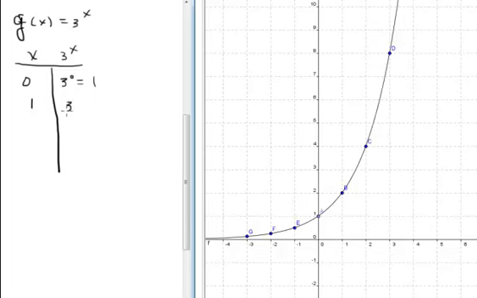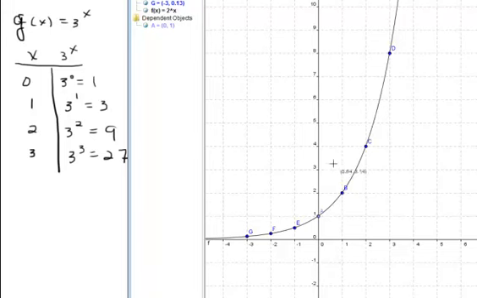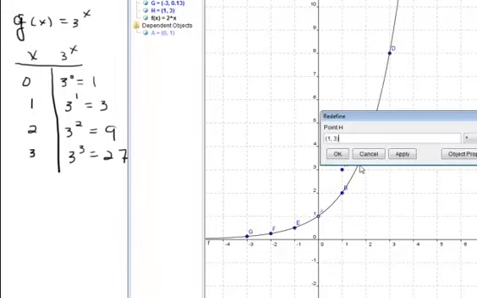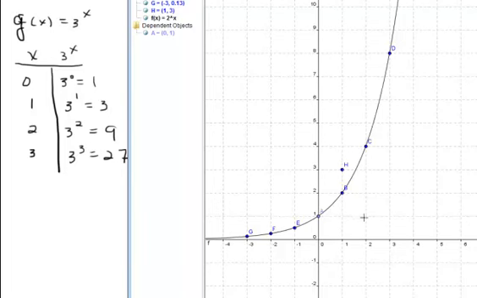When x is 1, 3 to the 1, which is 3, then 3 squared, which is 9, 3 cubed, which is 27. We're not going to see that on our particular graph. So let's go ahead and plot these points. So again, we pass through the point 0, 1. Let's plot the point 1, 3. And then when x is 2, we have the point 9.